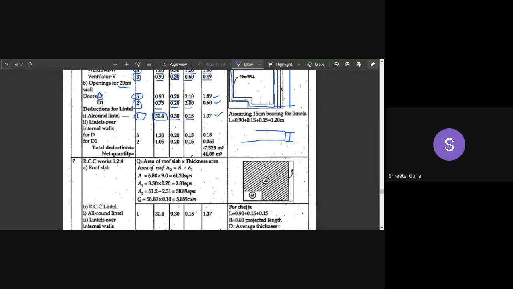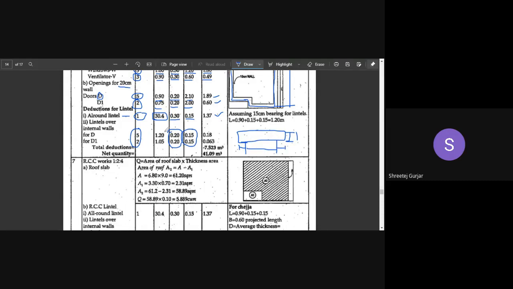Coming for lintels over internal walls, you can see it is same, that is 5 and 2, which we had seen, right? 5 number of doors D, and 2 number of doors D1. So thickness is 0.2, right, and the depth is 0.15. That is, if this is the lintel, then this is the 0.15. So there will be some amount of bearing, right? This is the opening. This is the bearing that we provide of 15 centimeters on either side. So that we have to add to your opening length.